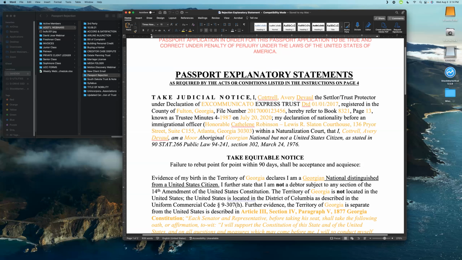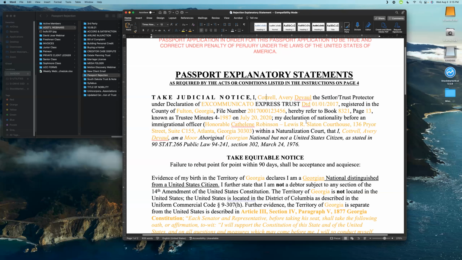But let's continue. Take judicial notice, I, Cottrell Avery Duvall, the settler and trust protector, under declaration of the excommunicado express trust, dated January 1st of 2017, registered in the county of Fulton, Georgia, file number. And this is the file number where you recorded your trust. This is not something we're making up. You actually recorded the trust here. Hereby refer to book number, page number, known as Trustee Minutes for 1987 on July 20th, 2020.